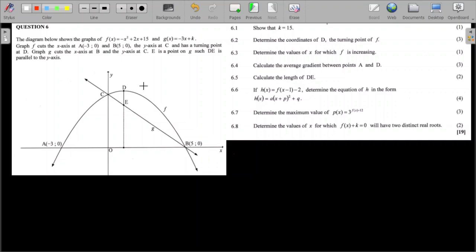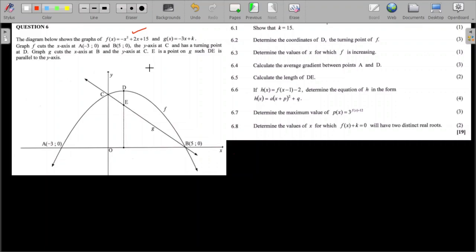We are still doing the revision of the November 2019 paper for Grade 11. This is a parabola function. Okay, let's get into it now. In the diagram below, we have the function f(x) = -x² + 2x + 15, and we have g(x) = -3x + k.